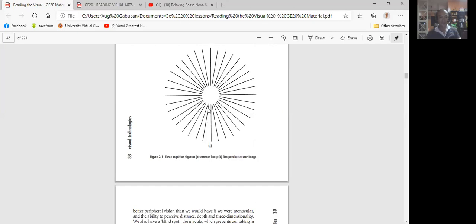Similarly, we see the center of the star image as being much whiter and brighter than the paper outside the lines, although in fact there is no difference at all. Look at this. Which one is brighter, the light here or the light here?